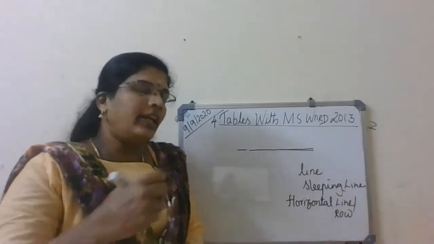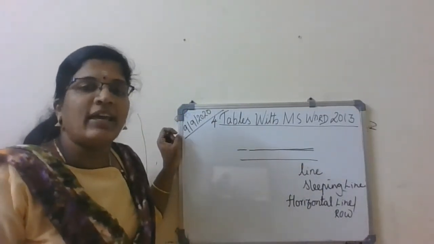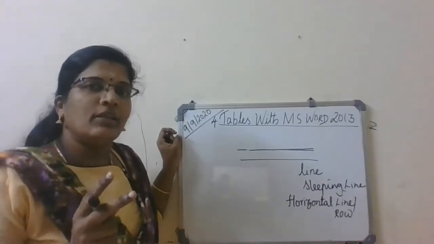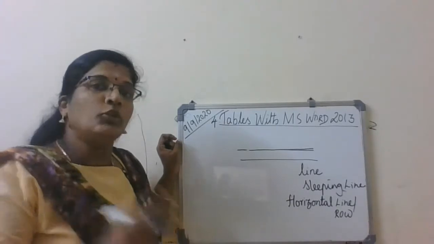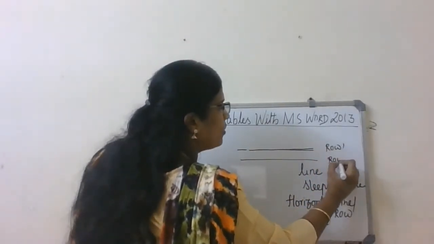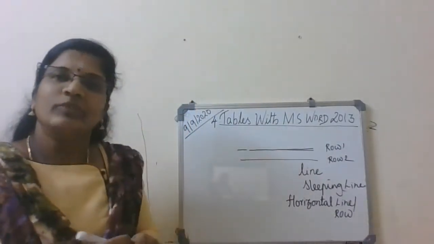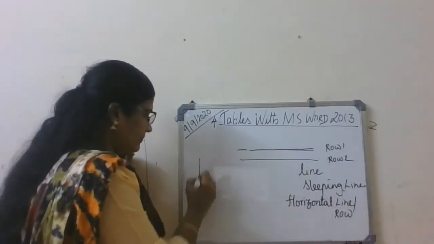Got it? Okay, let me draw another line. So how many horizontal lines do I have? I have 2 lines. Or you can say, how many rows do you have? I have 2 rows. Okay. So this is row number 1 and this is row number 2. Got it?